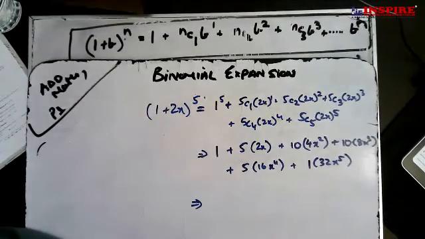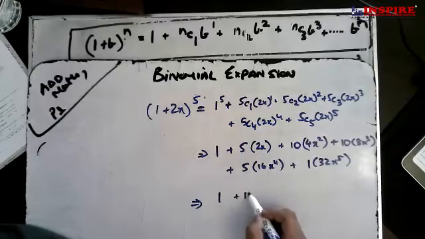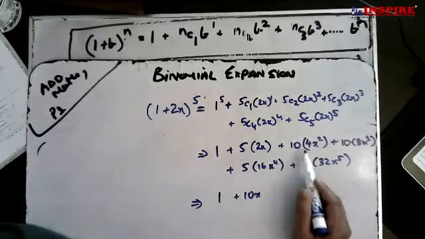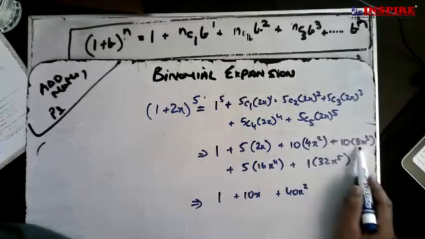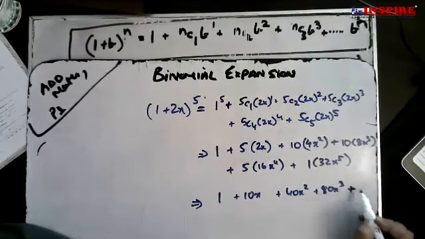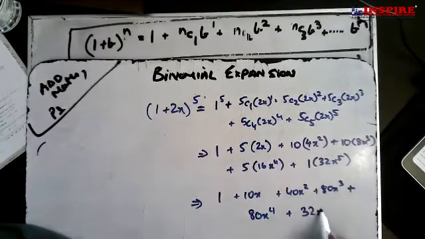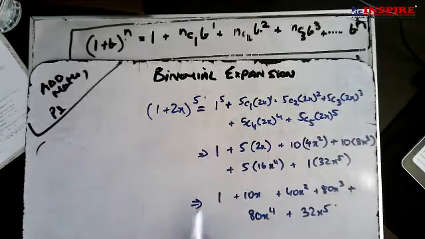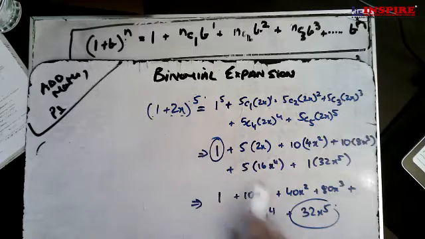Okay? So 1 remains 1, 5 twos are 10x, plus 4 tens are 40x squared, plus 10 eights are 80x cubed, plus 5 into 16 is also 80x to the power of 4, plus 32x to the power of 5. Now, what I want to teach you is the 1 and the 32. 1 to the power of 5 is 1, and 2x to the power of 5 is 32.